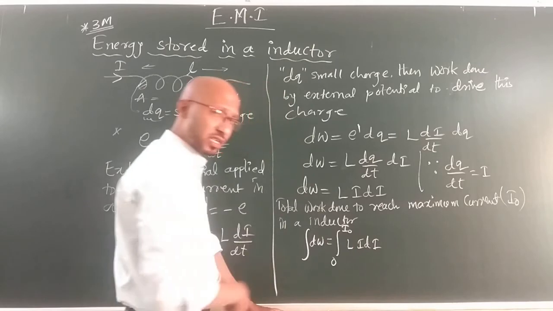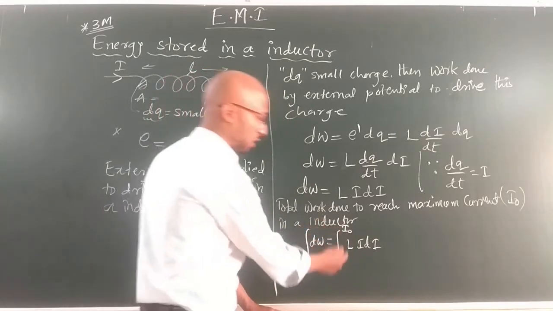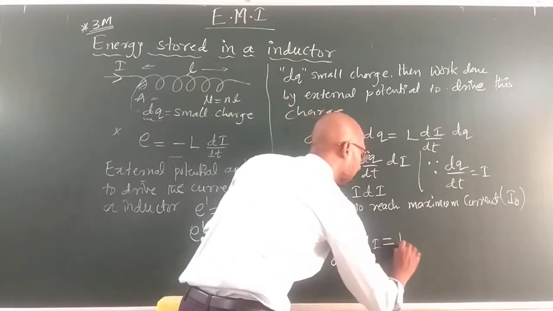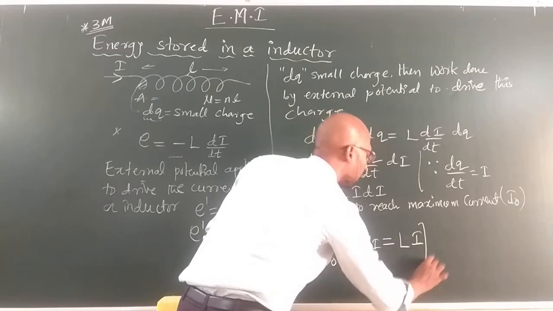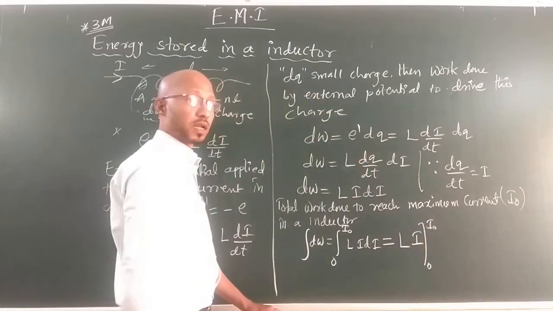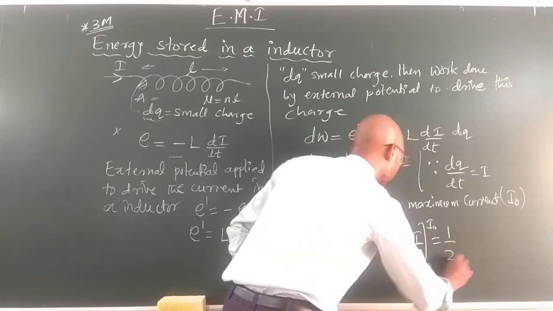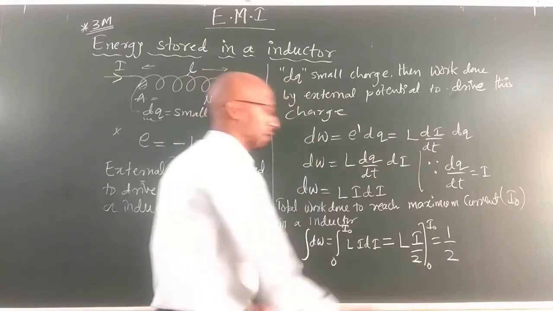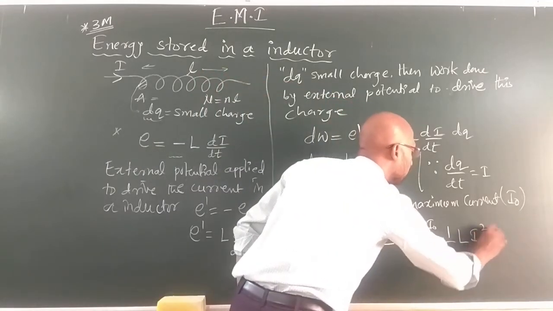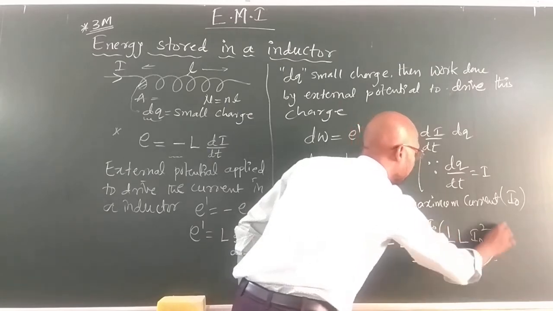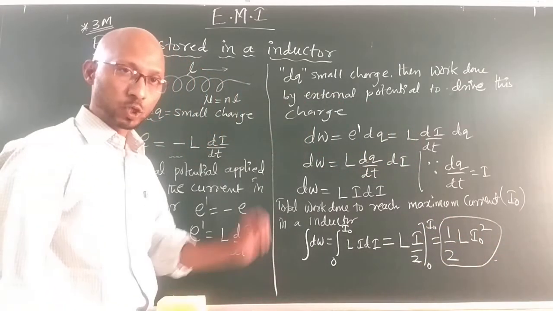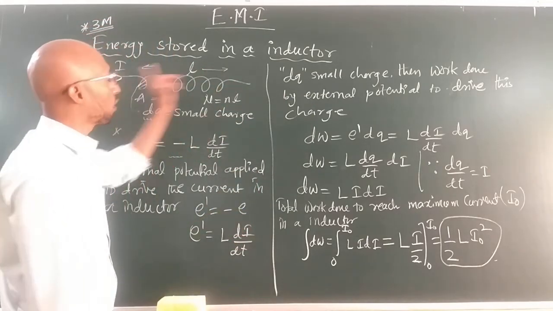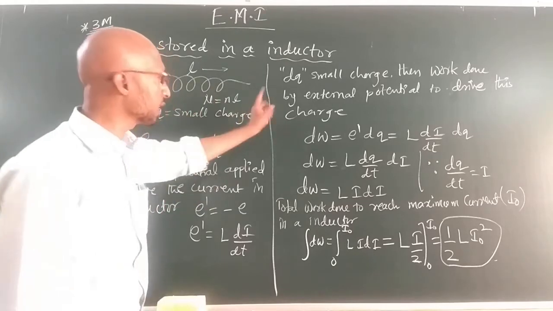Now here L is a constant, it will not get integrated, it will come out. Only the current I is varying with time. That's why the equation will come like this: L I with limits, and a 1 by 2 will come: 1 by 2 L I0 square. Now this is what happened. This is the total work done, the total work required to push or drive all the charges from the initial point to the end point.